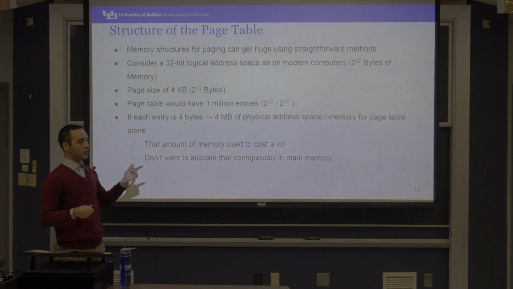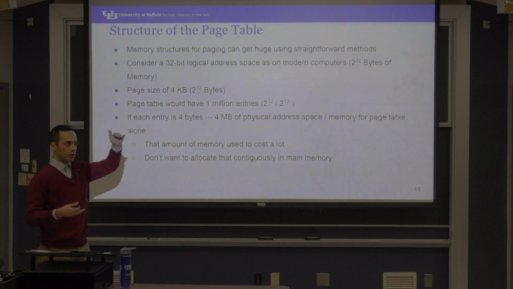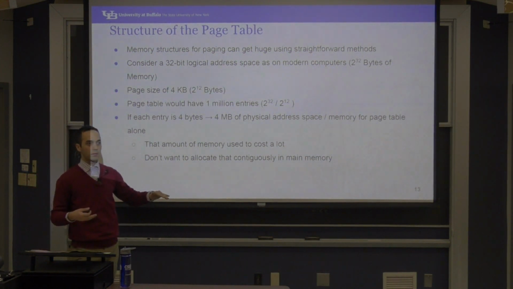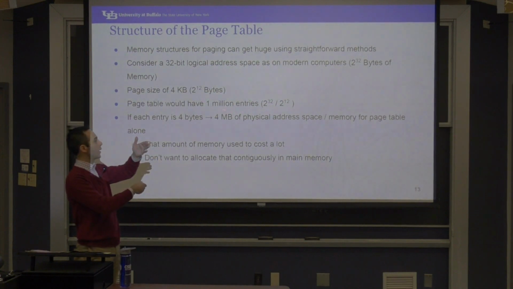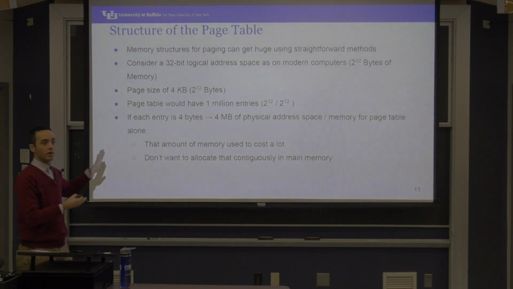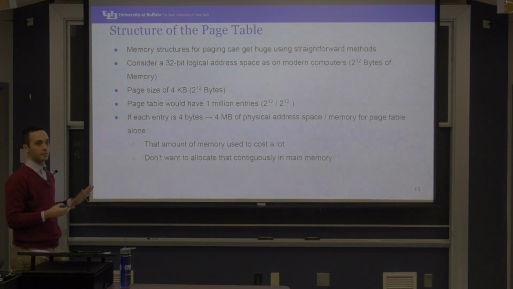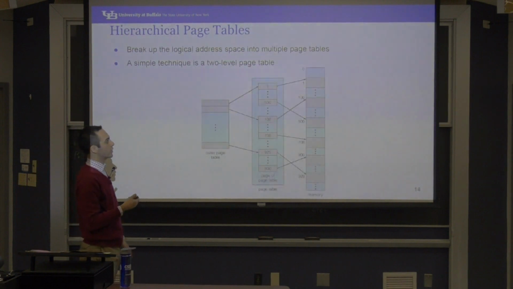You also have to have this 4 megabytes contiguously, right? Because when you want to address your page table in memory, you move in the index. You have a base register, and then you want to access the entry of 1 millionth. So this has to be contiguous. That's going to be very expensive, practically. It might have been good for 16 bits, but not for 32 bits.